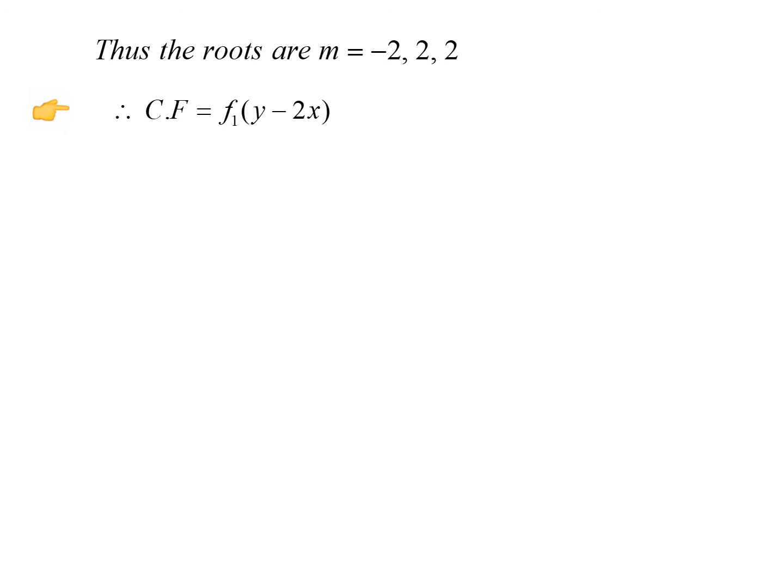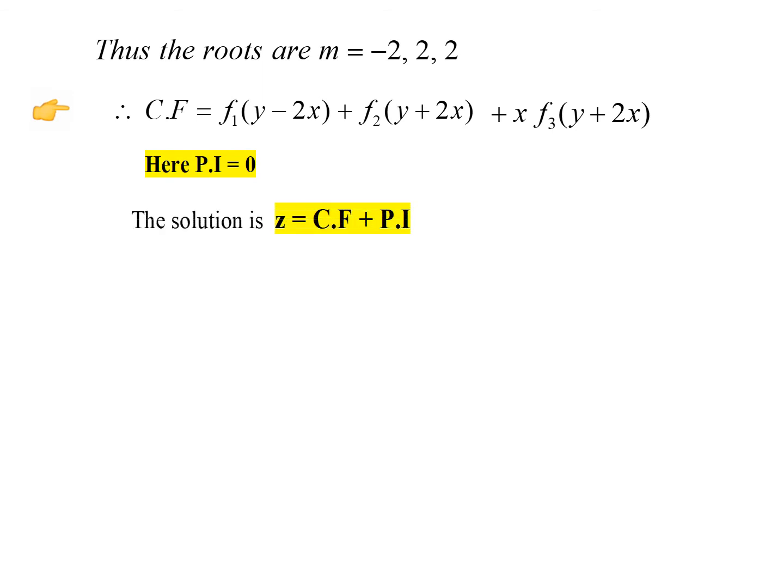So CF will be, for minus 2 the complementary function term will be f1 of y minus 2x. Remember, in the procedure we have said f1 of y plus m into x, where m is the root, plus now for 2 you have to put f2 of y plus 2x, plus the third term, again 2 is coming. So 2 is repeated now. Whenever you repeat your term, you have to put x. So that's why that x comes in the front.